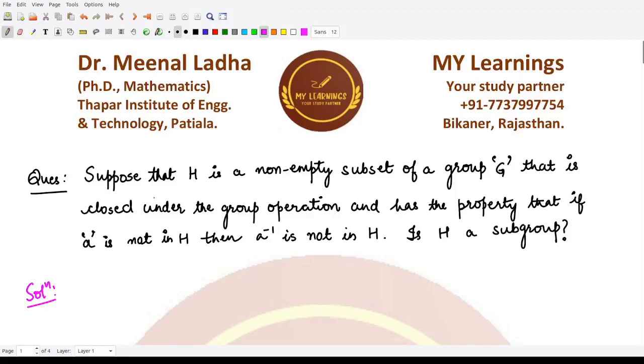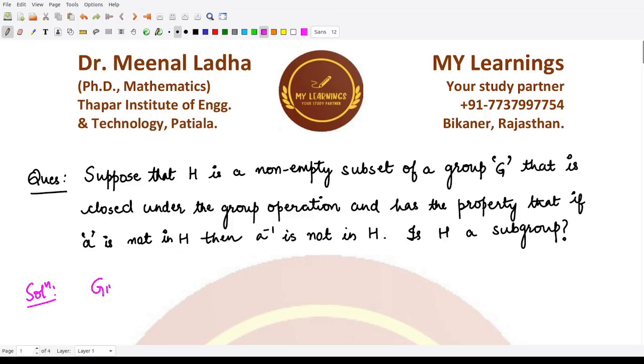In this video, we'll be solving this question which states that suppose we have H as a non-empty subset of G. This is given to us, and it is given that it is closed under the group operation. Whatever operation G has, the same operation H also has and it is closed. So the closure property is satisfied within this H. And it has a property that if A is not in H, then A inverse is also not in H.